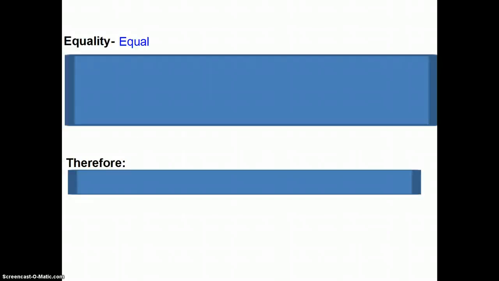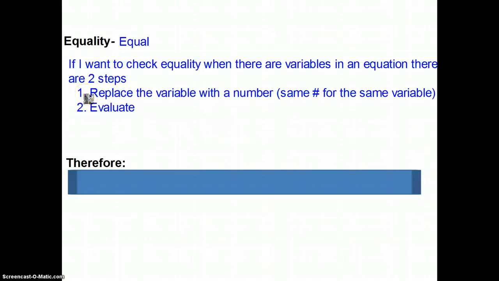Equality, equal. If I want to check equality when there are variables in an expression, there are 2 steps. One, replace the variable with a number. If the variable repeats, you use the same number. Step 2 is evaluate.